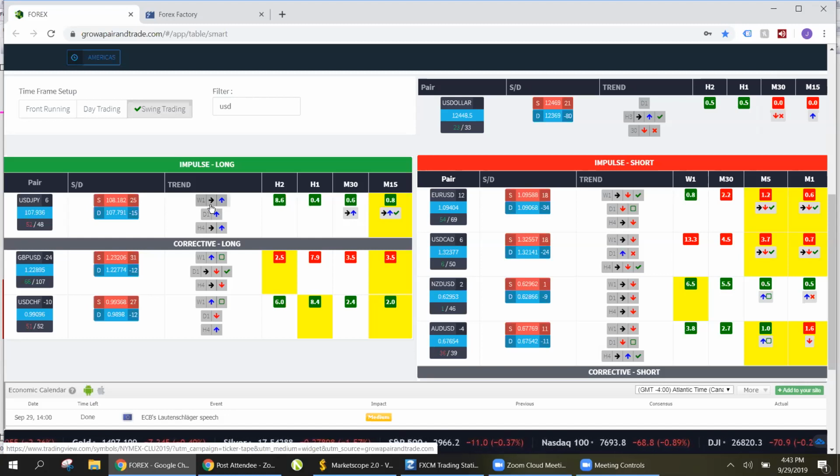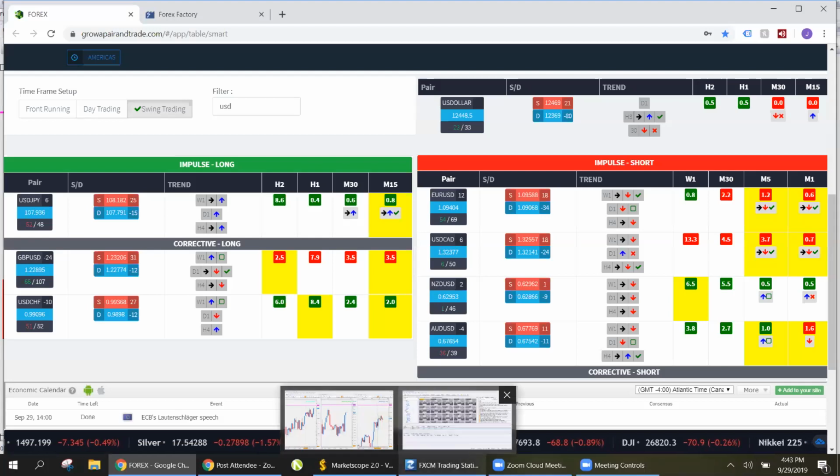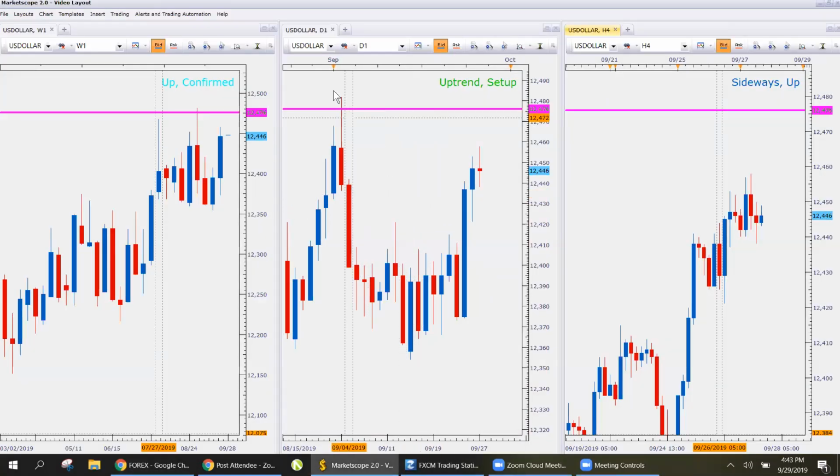And right now, if I look at the weekly, sideways bias up, and if I come to the chart, I can see that the US dollar index is up with a setup on the daily, and it's sideways bias up confirmed on the weekly. The pink line is an area of resistance as well as an area of supply. Last week, for example, you had this racetrack right in here to make some money. So that was a very easy week.